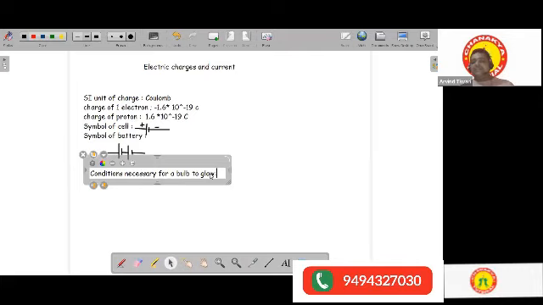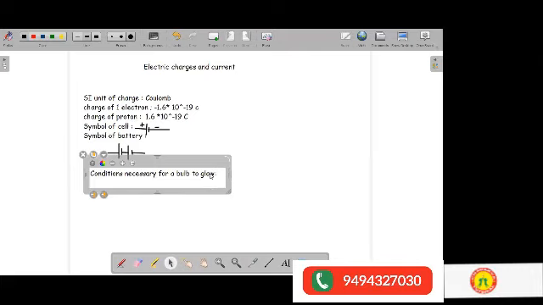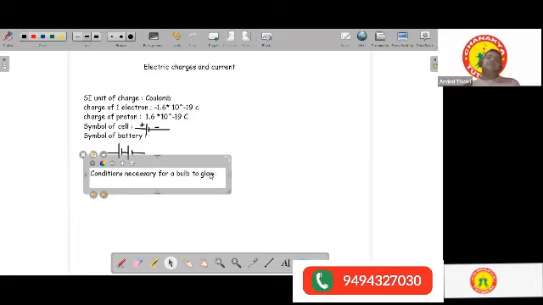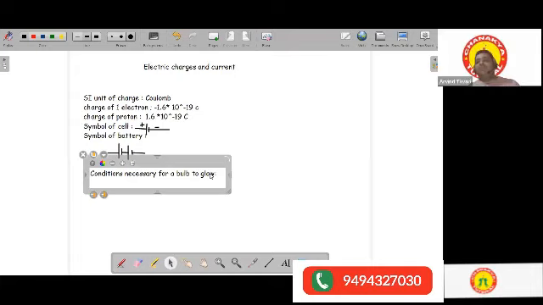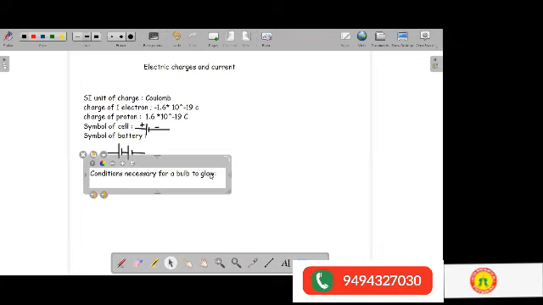So what are the necessary conditions? The switch is provided to turn the light on and off. If there is no switch, then your bulb will always be on. It will never go off. It will always be glowing. So what are the conditions necessary for a bulb to glow?